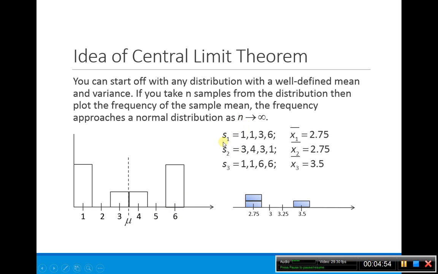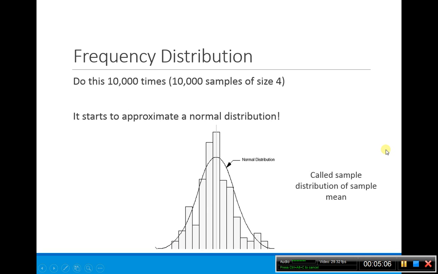So just be aware when you're looking at this what the probabilities are, you're going to get something. So now I do this multiple times. Here I did it 3 times, and I just plotted it to give you a feel for it. Let's say I do this 10,000 times. So I take 10,000 samples of size 4, I calculate the mean, and then I plot the mean.